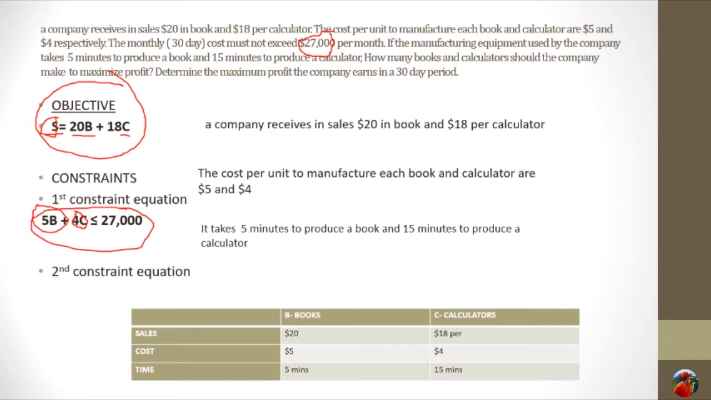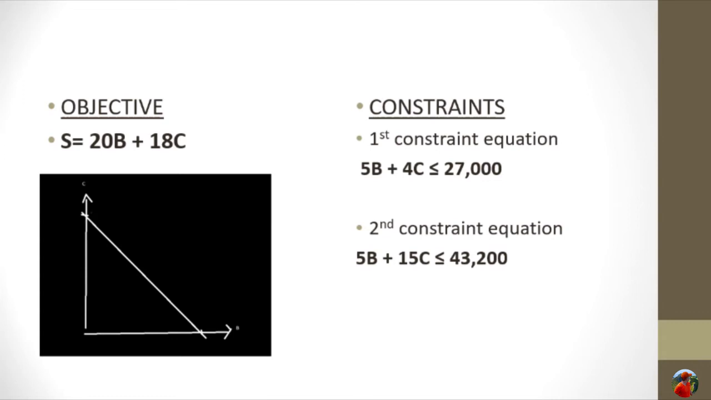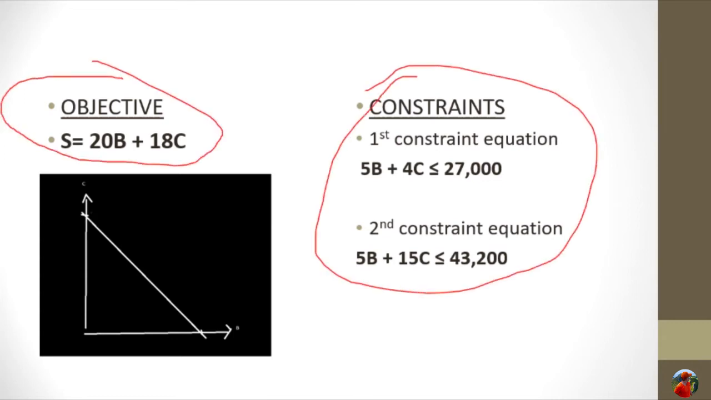This is our second constraint. It takes 5 minutes to produce a book and 15 minutes to produce a calculator. So this is our second constraint: 5B plus 15C is less than or equal to 43,200. This 43,200 minutes is equivalent to 30 days in 1 month. So now we already have these three equations under the objective and the constraints.